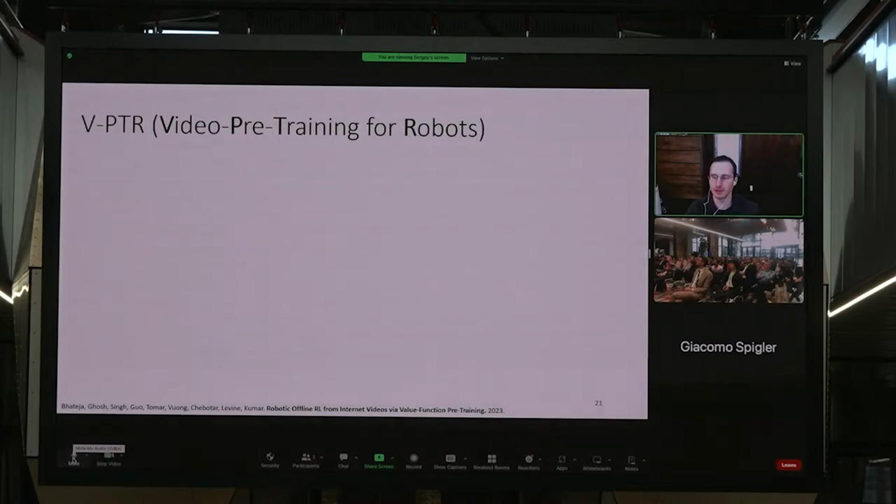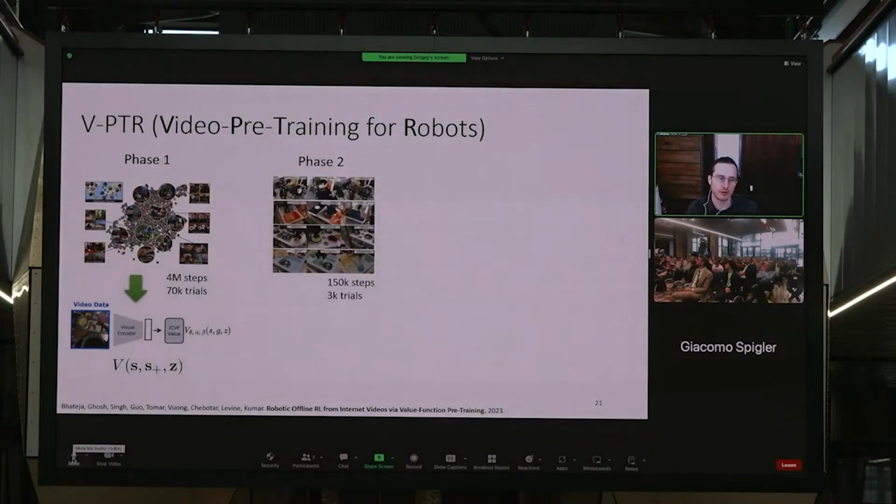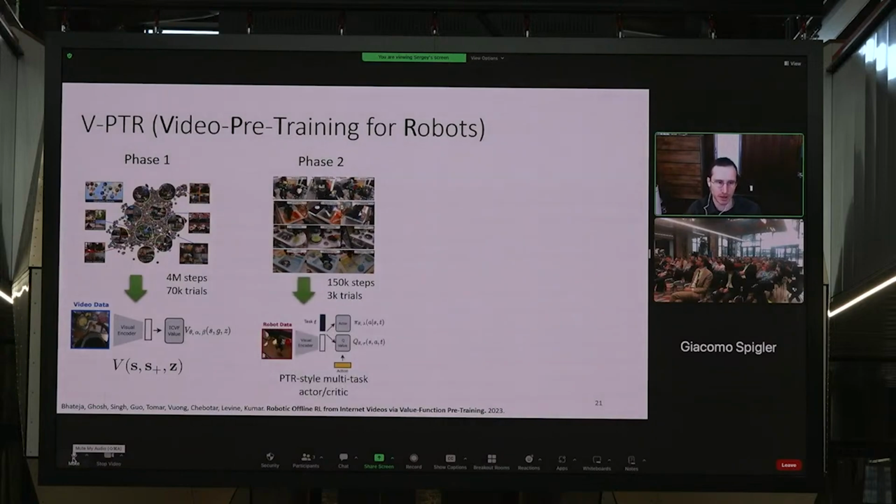So that leads us to the following procedure, which we call VPTR, or video pre-training for robots. First, in phase one, use this ICVF technique to train a generalized value function on human videos. This generalized value function will serve as pre-training for phase two, where we run the PTR procedure from before on a smaller amount of robotic data. Imagine that you might have 70,000 videos, 4 million frames for the natural videos, and then 150,000 frames or 3,000 trials for the robot data. So that's more than an order of magnitude step down in the size of data.